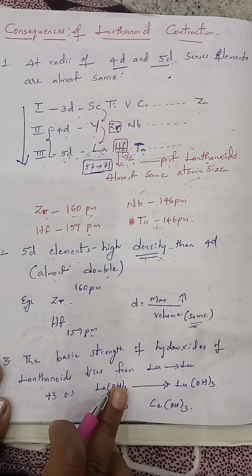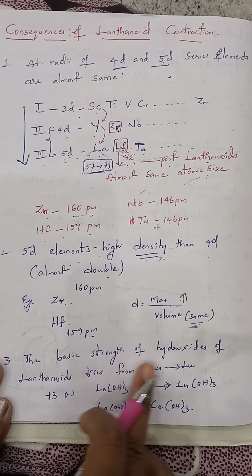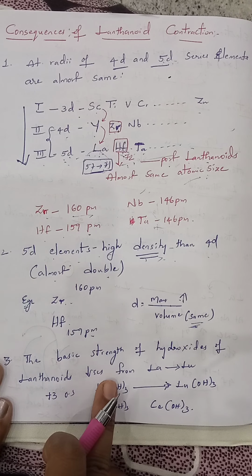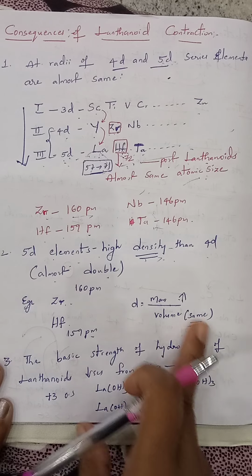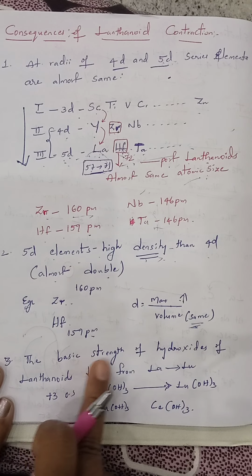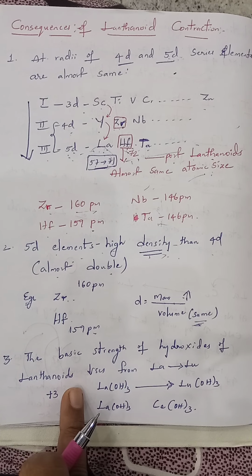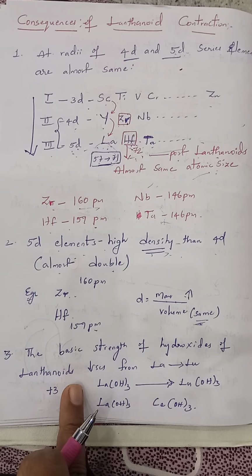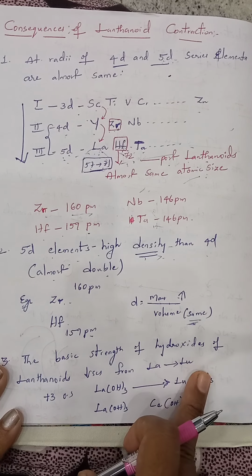And the last consequence of lanthanide contraction is that the basic strength of hydroxides of lanthanides decreases from lanthanum to lutetium. All lanthanides have the property to form hydroxides, and all these hydroxides of lanthanides have basic strength. But that basic strength of these lanthanide hydroxides decreases from lanthanum to lutetium.